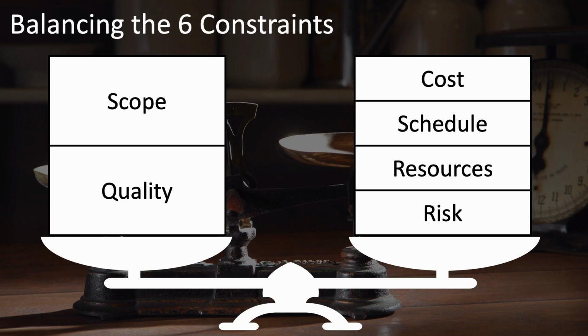But any change made to an element on one side is going to require a change. So if quality were increased, in other words, there was a need to increase the level of quality on a project, that's going to cause the scale to tip to one side. You're either going to have to reduce your scope to keep the balance, or you're going to have to increase something on the right-hand side to compensate for it. Greater cost, greater schedule, more resources, or greater risk.